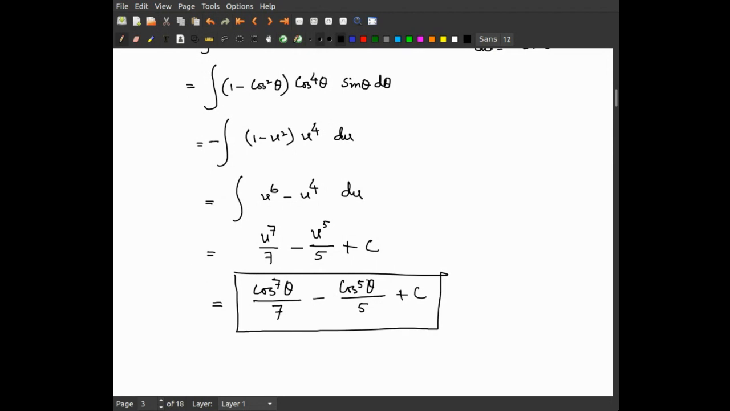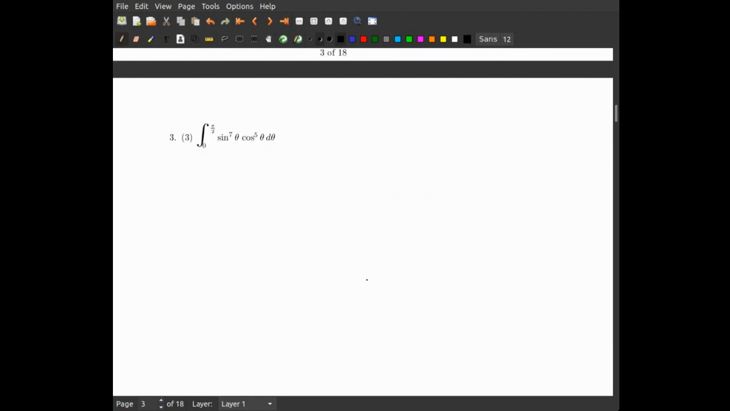Perfect. So the next one is this one, where you have sine to the power 7 theta and cos to the power 5 theta d theta. That means we were looking for an odd power to either sine or cos, but in this case both of them share the odd power. Since both of them have the odd power, that means we have the option to choose which one to split, the cos to the power 5 theta or sine to the power 7 theta.